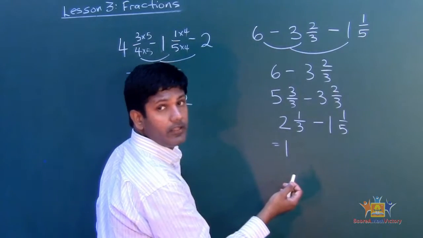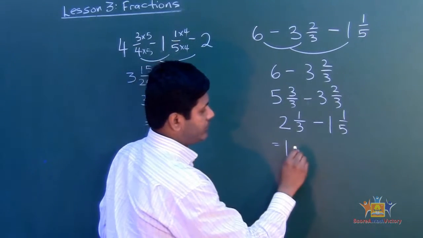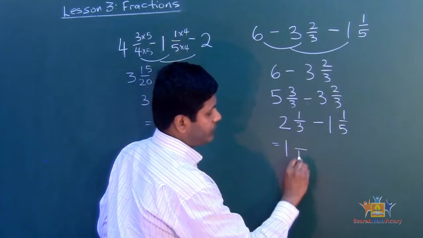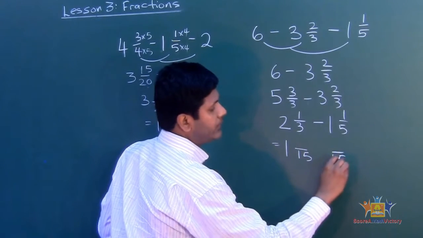For the 3 and 5, I find a common denominator. In this case, 3 times 5 is 15. So I'm going to use 15 as my denominator.